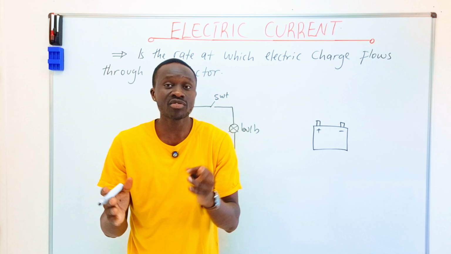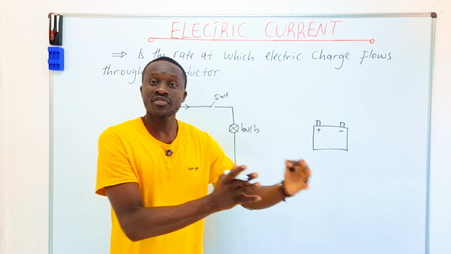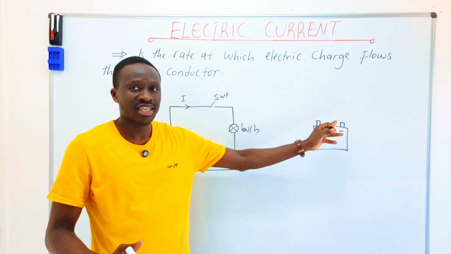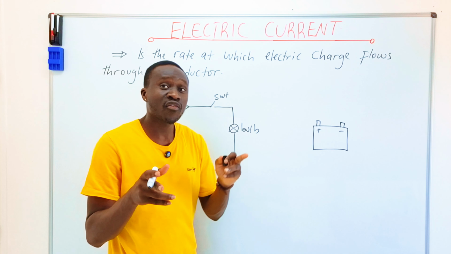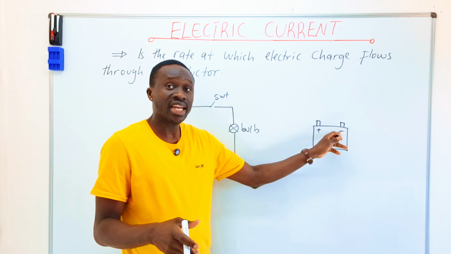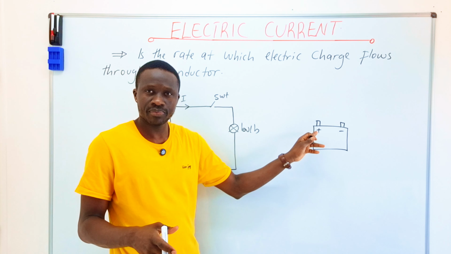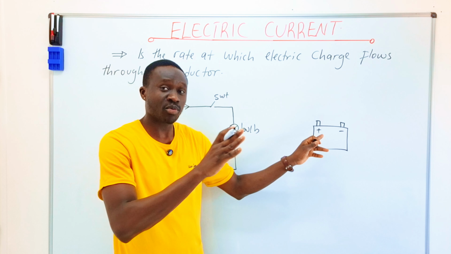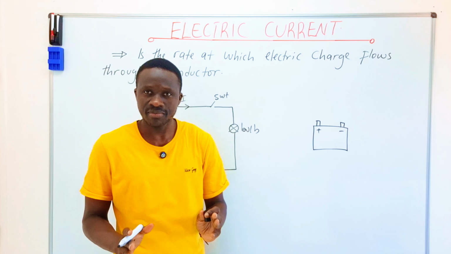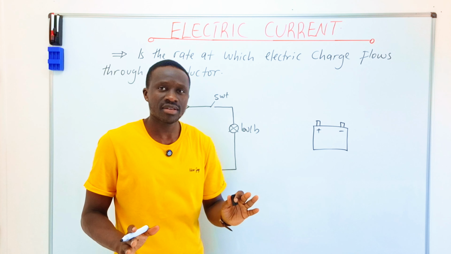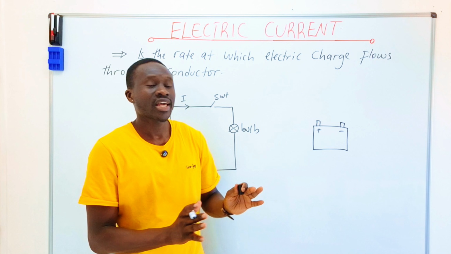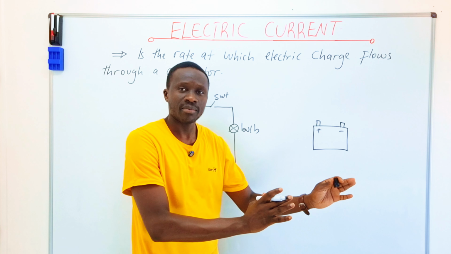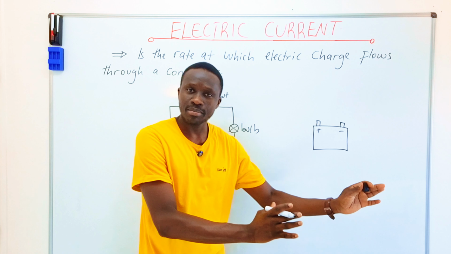Remember, electric charge has two types of charges: a positive charge and a negative charge. But electrons move from negative to positive. As I told you, electrons move from one place to another. That is the definition of electricity, whereby it is the movement of electric current or electrons from one place to another, or from one cable to another cable.